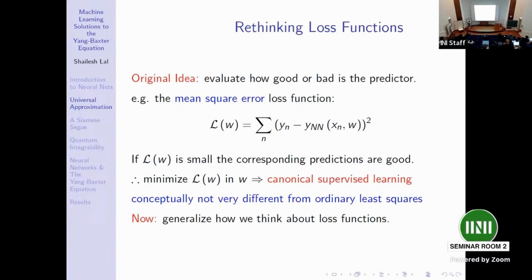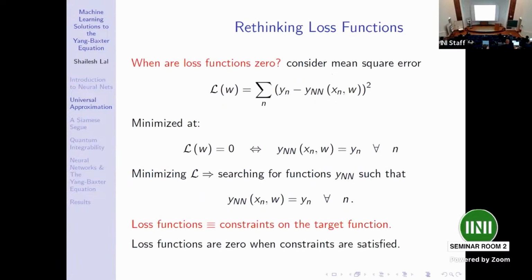That's the only difference. But now what we're going to do is slightly generalize how we think about these loss functions. And to do that, let's imagine what happens when the loss function is 0. The mean square loss function would only be 0, which is its minimum value by definition. Loss functions are positive semi-definite. So its minimum value would be 0 if all the answers are perfectly reproduced.